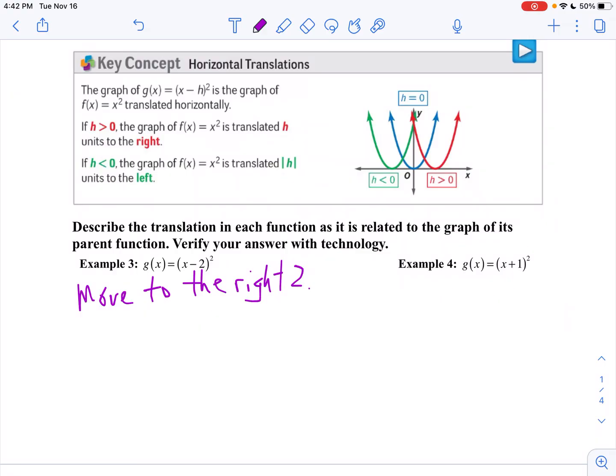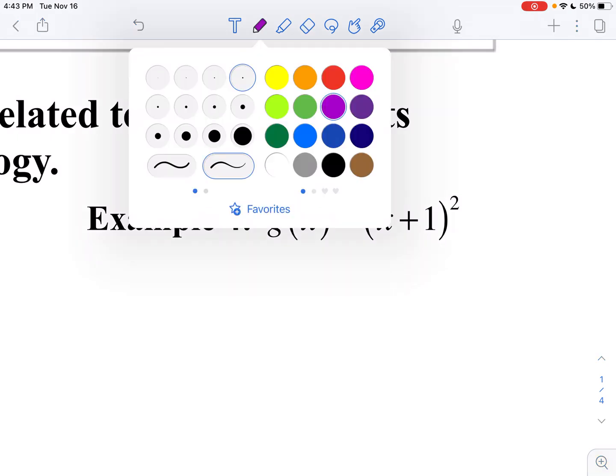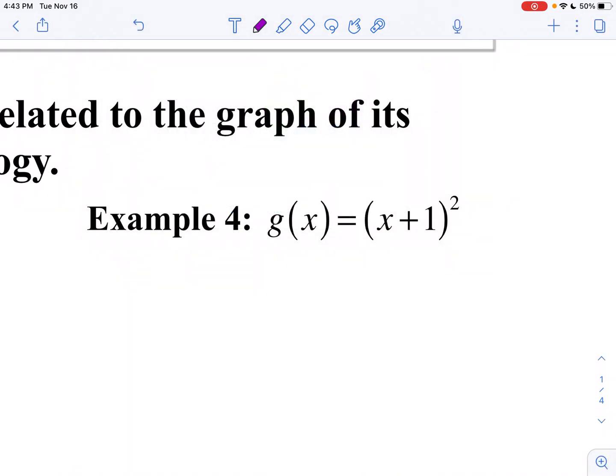Then on example 4, I've got x plus 1. Now remember, that's the same thing as g of x equals x minus a negative 1, squared. That's x plus 1. So I'm going to move it to the left 1.